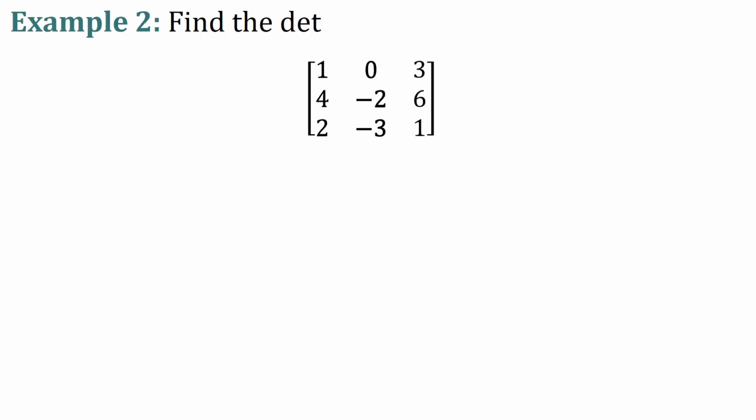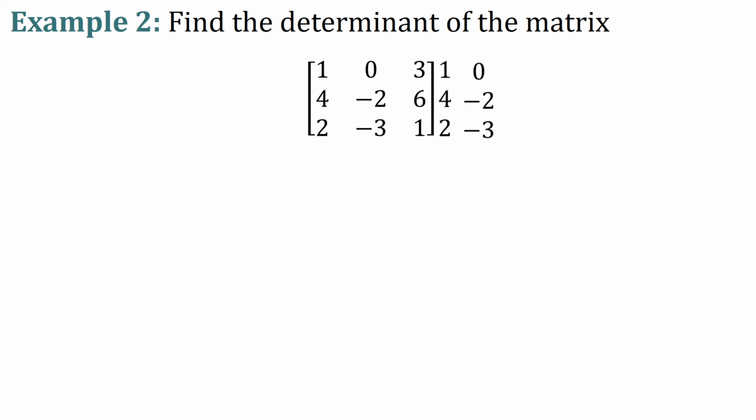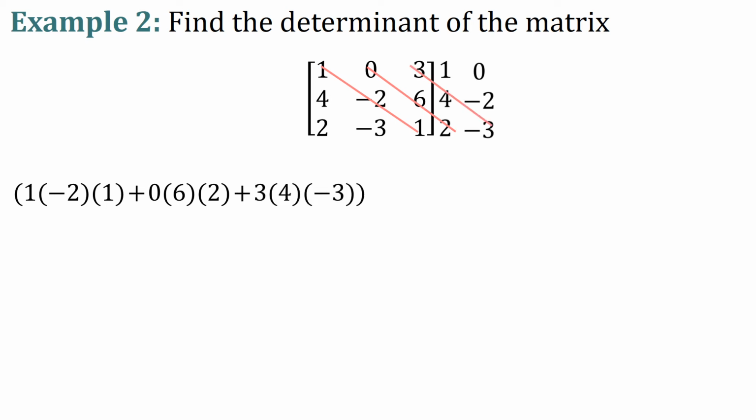Once you get finished, your answer will be one single number. Let's look at a concrete example. I gave you the matrix 1, 0, 3, -2, 6, 4, and 2, -3, 1. Our first step is to take our first 2 columns and copy them to the outside. Now we need to start multiplying from left to right. 1, -2, 1. Next is 0, 6, 2. I'm still going in the same direction, so I'm adding. And then lastly, we have 3, 4, negative 3. Once again, we see that there are no more full diagonals going from left to right.